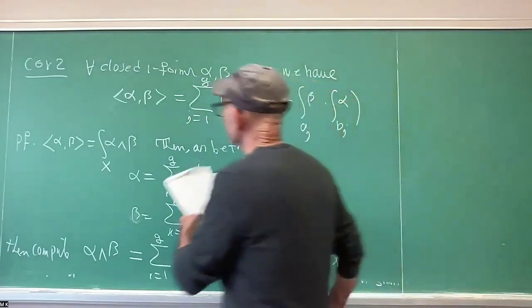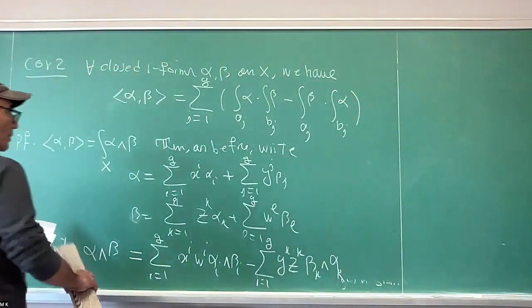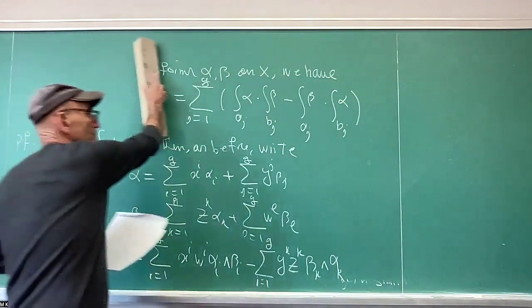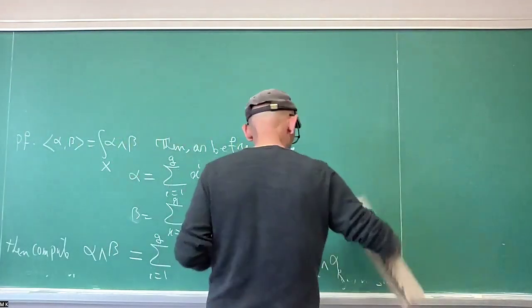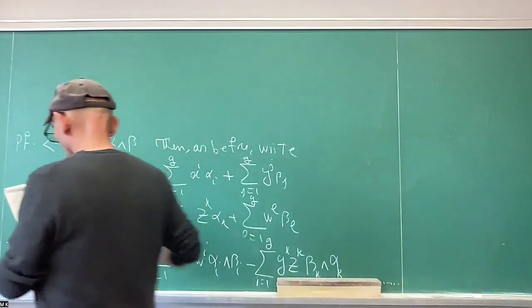And then using corollary 1, you can reduce this to what you wanted to do.